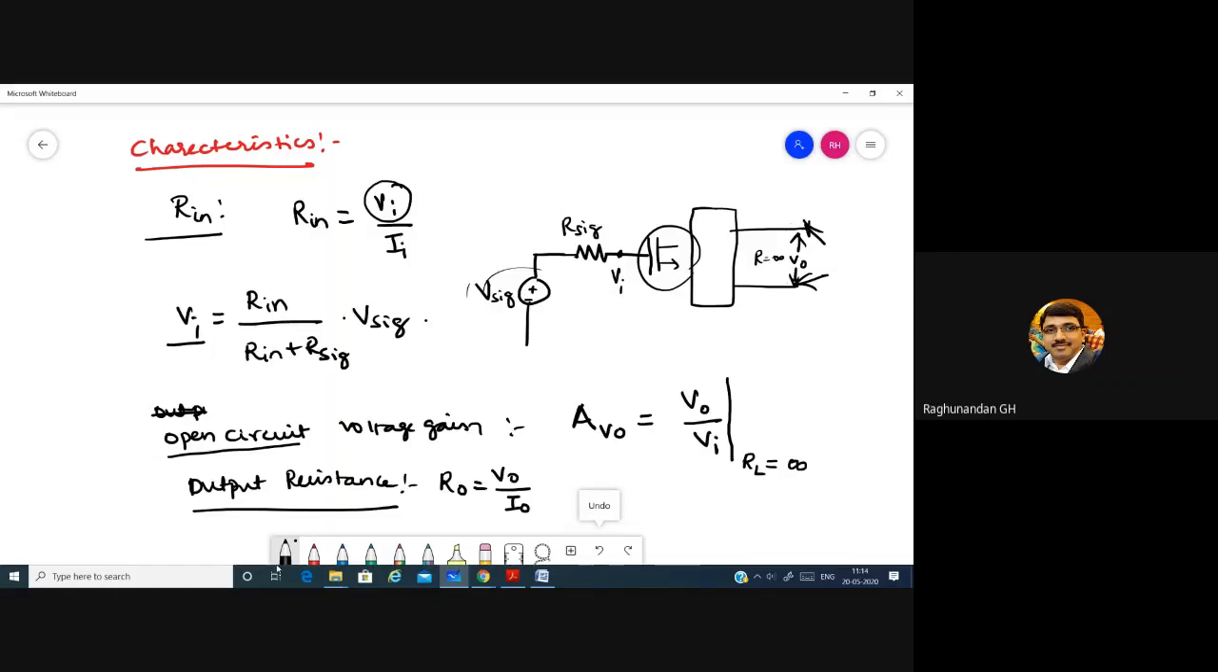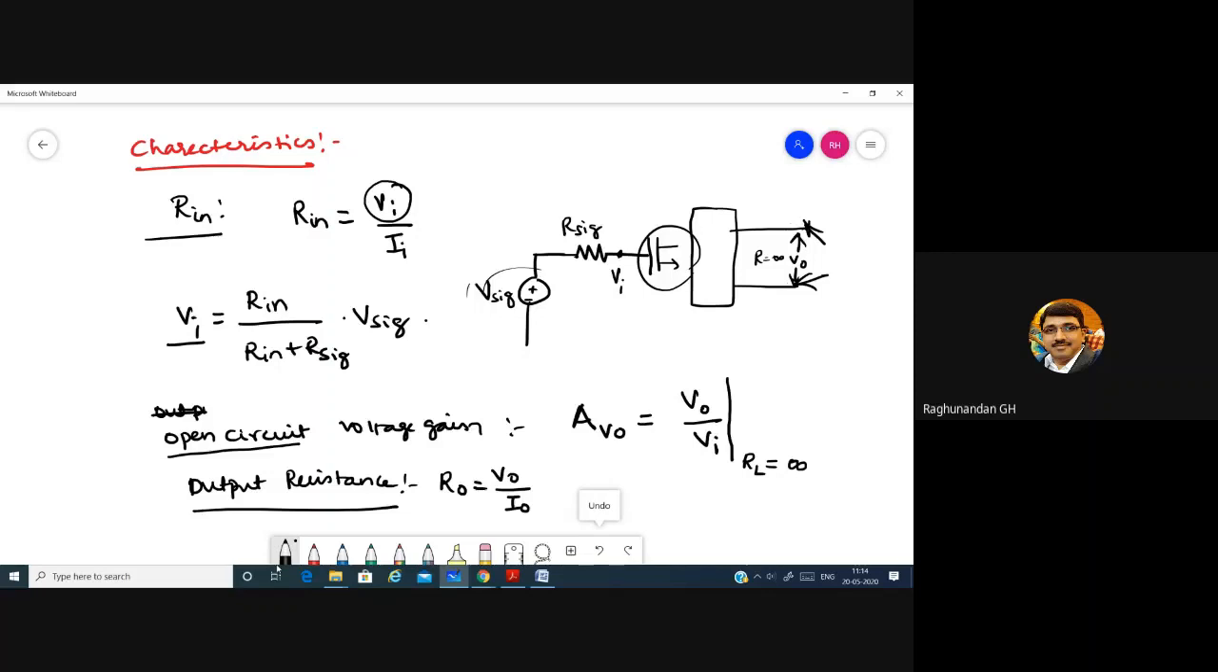We don't have any possibility of taking the output across the gate. Only two possibilities: either we can take the output across the drain terminal, or across the source terminal. So the output current will usually be the source current or drain current. These are the two possibilities we are having. And V naught might be source voltage or drain voltage. So by substituting this, we will be able to find out the output resistance.